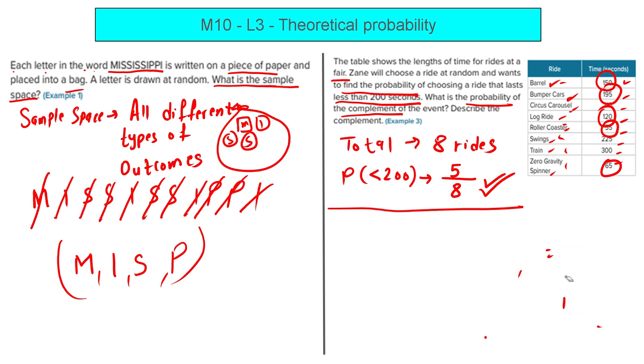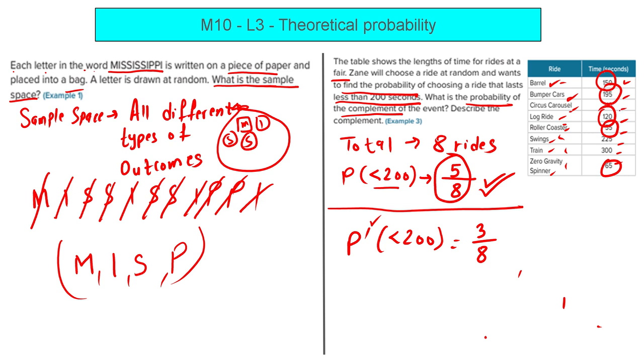Now, what do we need here? We need the complement. This time the probability is given in the fraction, right? So the probability of complement of less than 200 will be, first I will put the same 8, then 8 minus 5, 3. So 3 over 8. What is the meaning of complement? If he says less than 200, complement will be greater than 200.